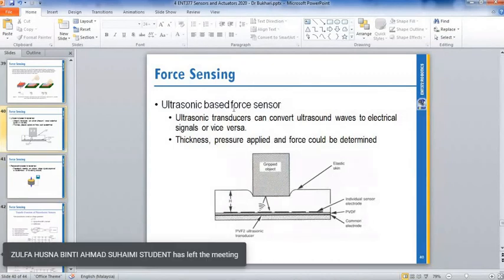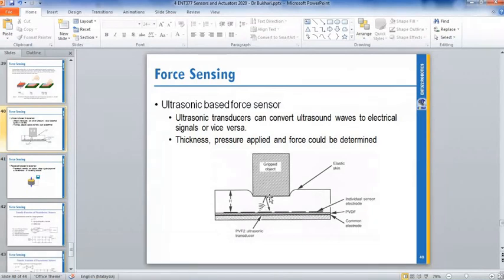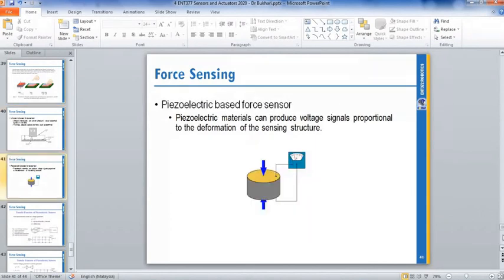This is the ultrasonic force sensor. So you have ultrasound inside the sensor. This is the piezoelectric based force sensor.